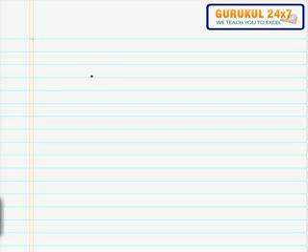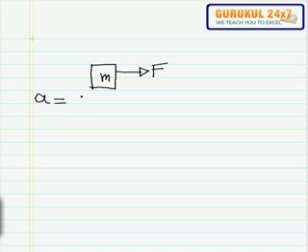Let us say that we have a mass and we are applying a force on it. Let's call the force F and the mass is m. By Newton's second law, we know that the acceleration of this object is going to be the net force divided by the mass. The direction of acceleration is in the direction of the net applied force, which is towards the right.